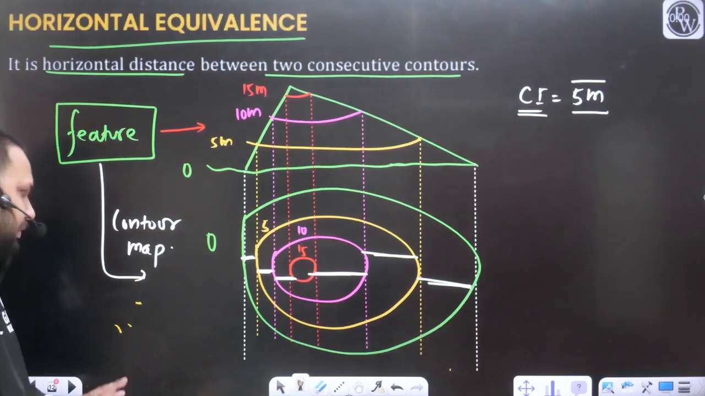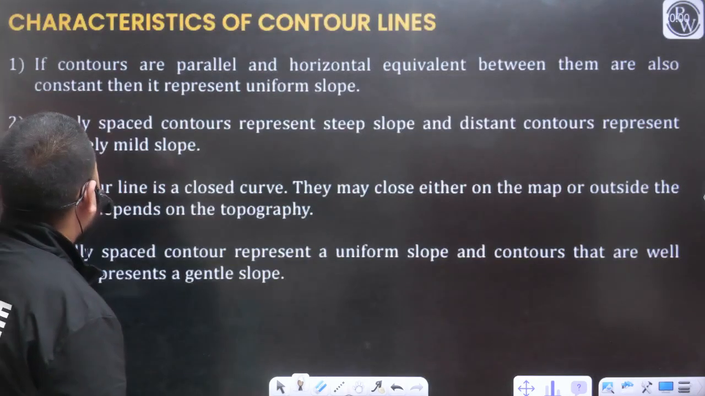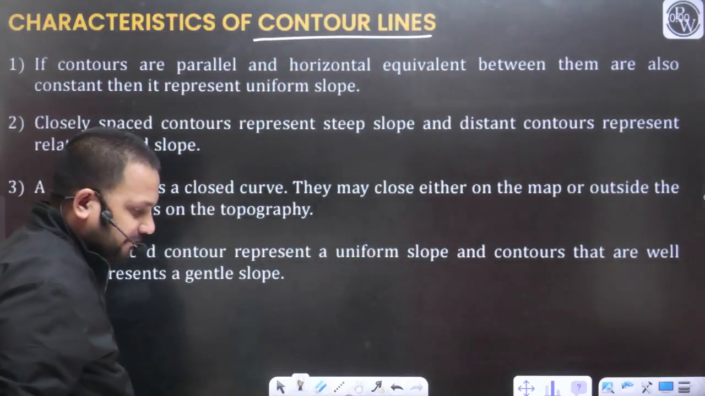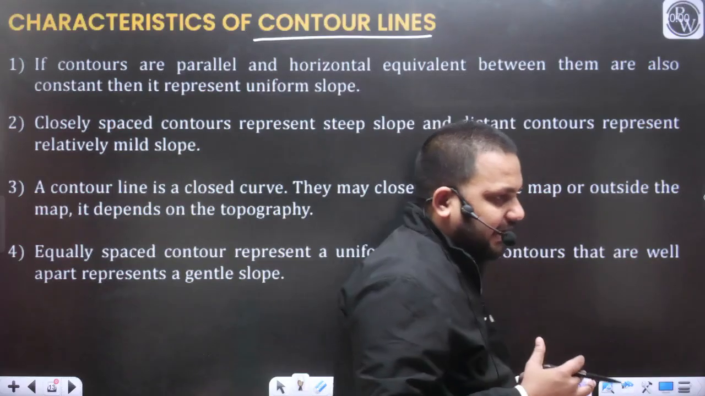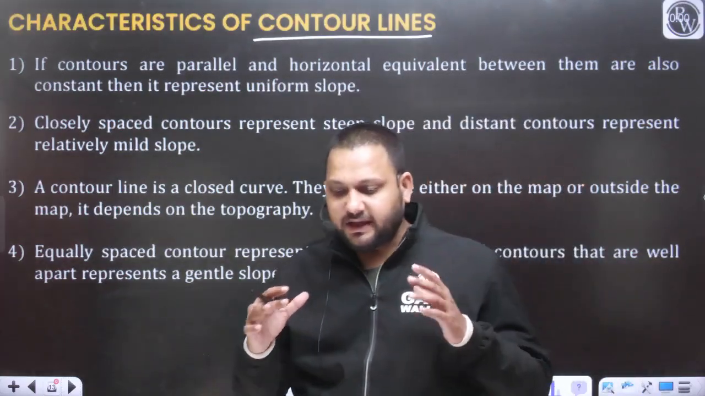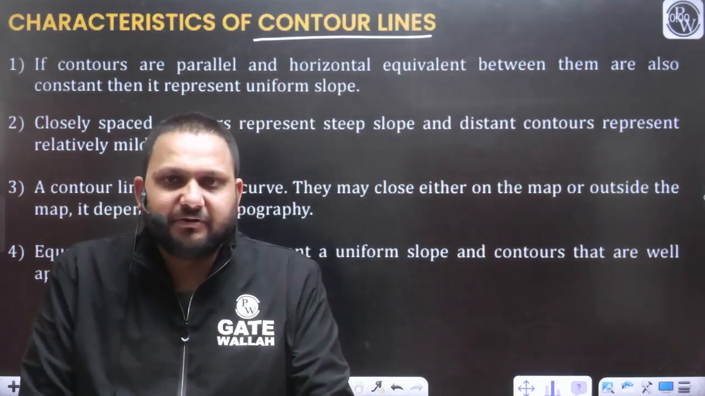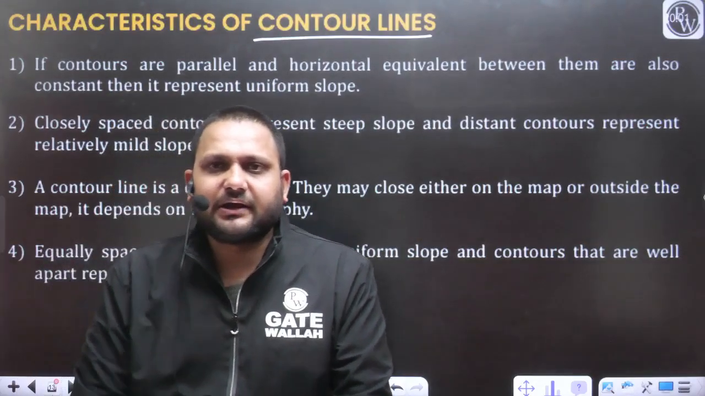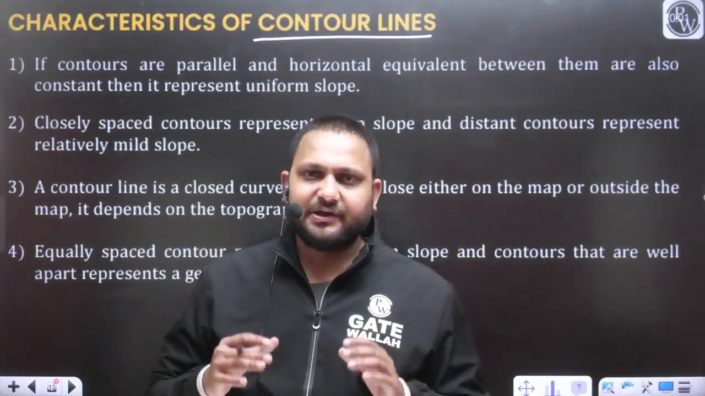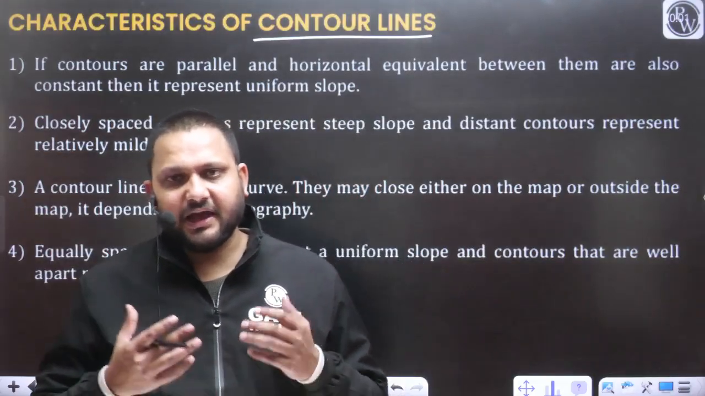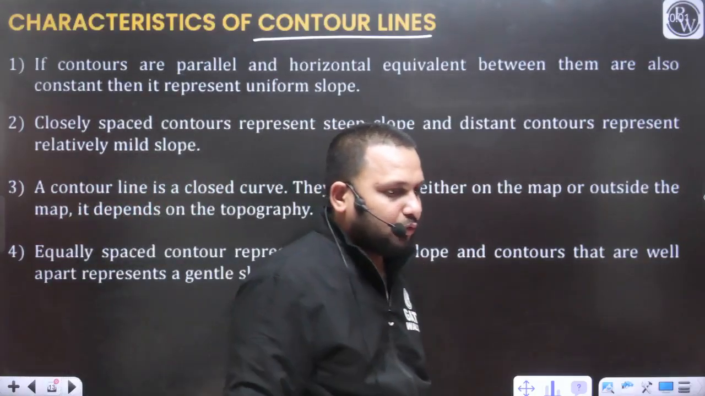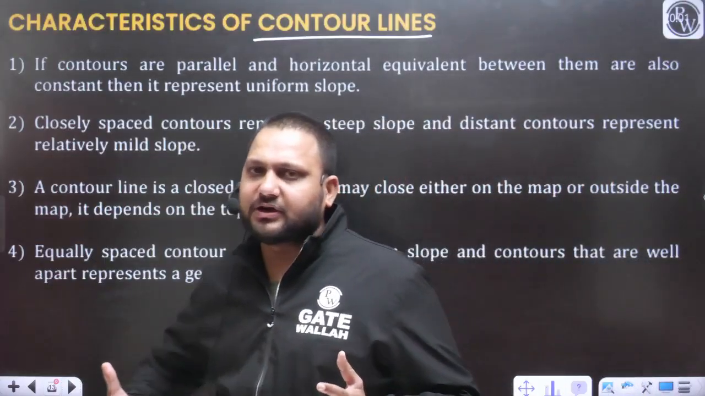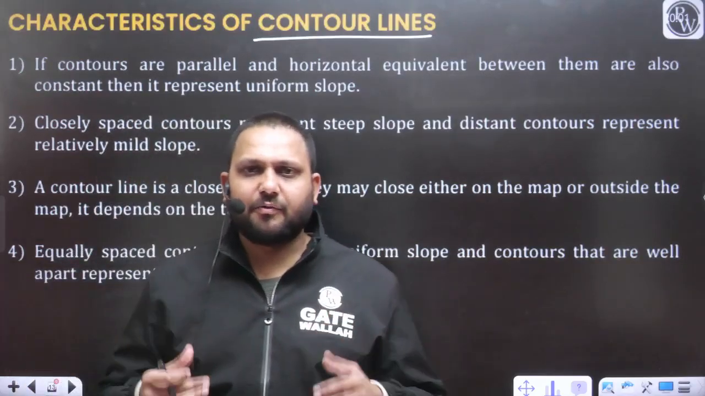Okay, so now we are going to see a very important discussion, some important characteristics of the contour line. Because if we have an understanding of the characteristics of the contour, then only can we read and understand the contour map. Yes or no? So we should know all the characteristics of the contour, then only can we easily interpret or extract the information from the contour map. If we don't know the characteristics of the contour lines, how will we get the information from the contour map?